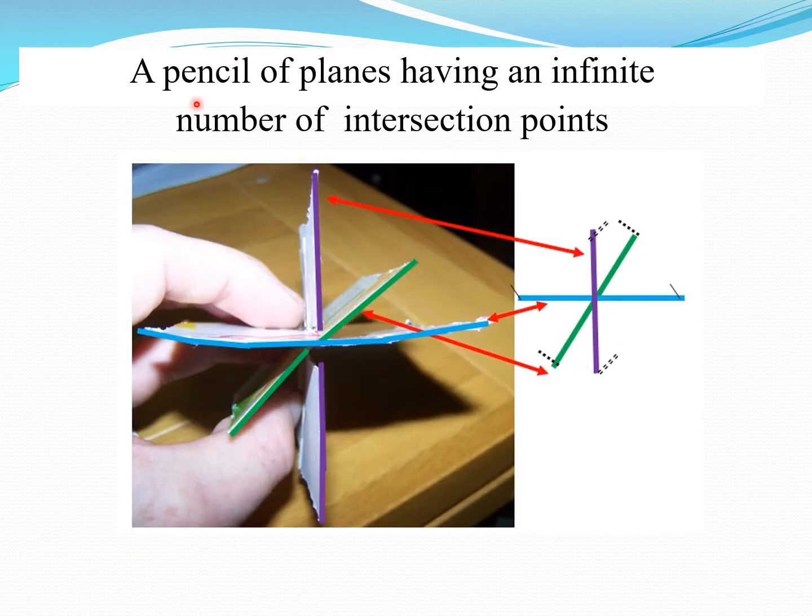These 3 planes are what we call a pencil of planes. They have an infinite number of intersection points. So we've got the one with the purple edge, the green edge, and the blue edge. And you can see that they meet down along there, there's a whole line of points. There's an infinite number of points. So that line is of infinite length. And there are an infinite number of points of intersection of those 3 planes, and they form what we call a pencil of planes.